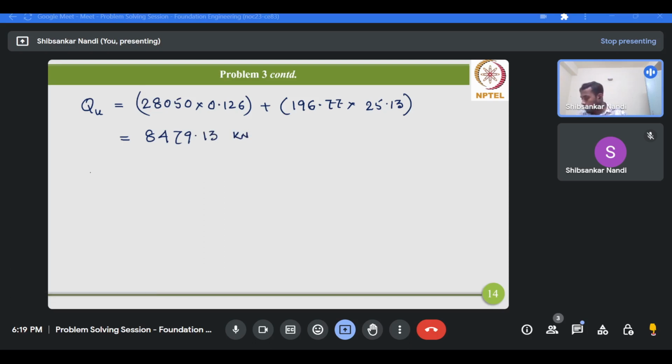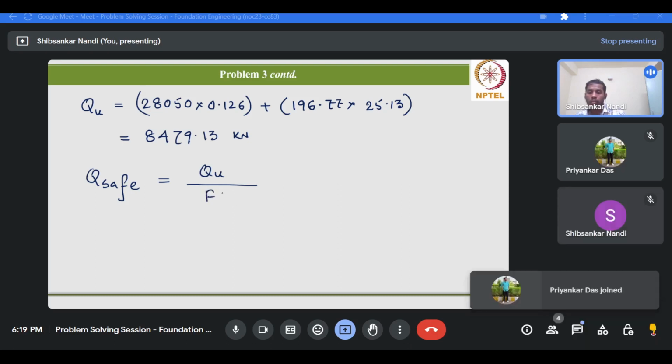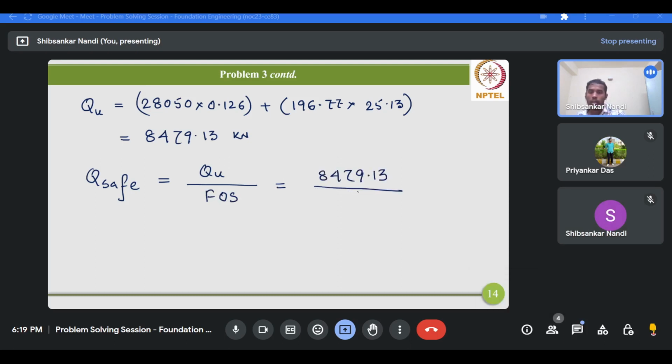And finally, the safe load carrying capacity. For determining the safe load carrying capacity, you have to divide this ultimate load carrying capacity by the recommended factor of safety. So here the recommended factor of safety is 2.5. So 8479.13 divided by 2.5, that means 3391.65 kilonewton.